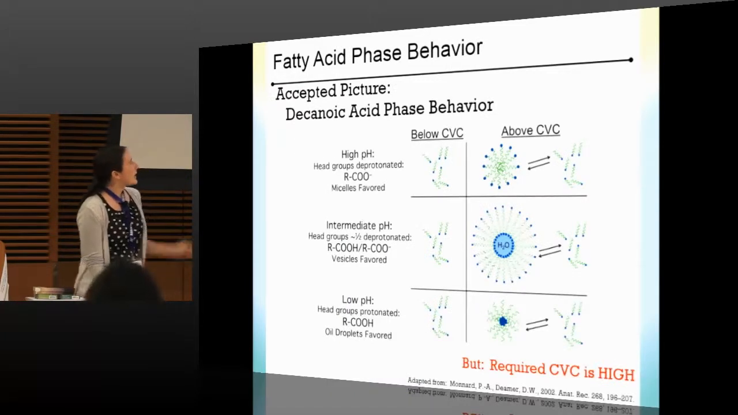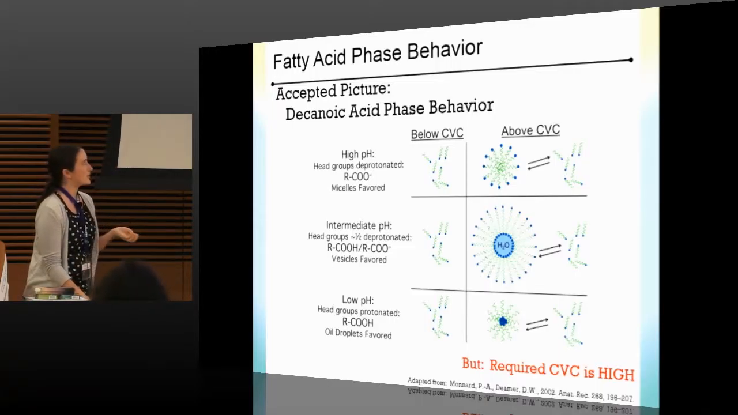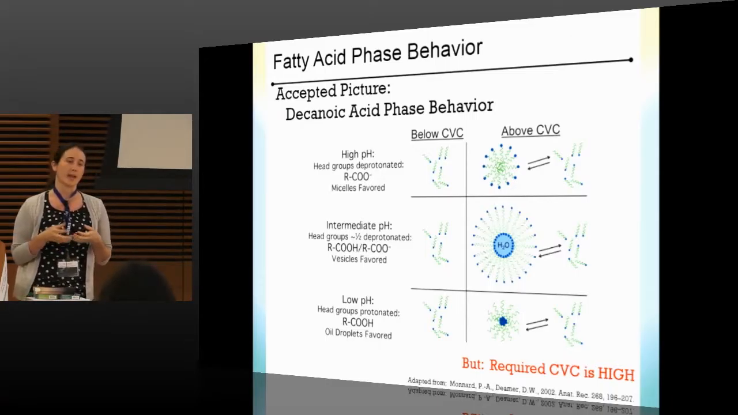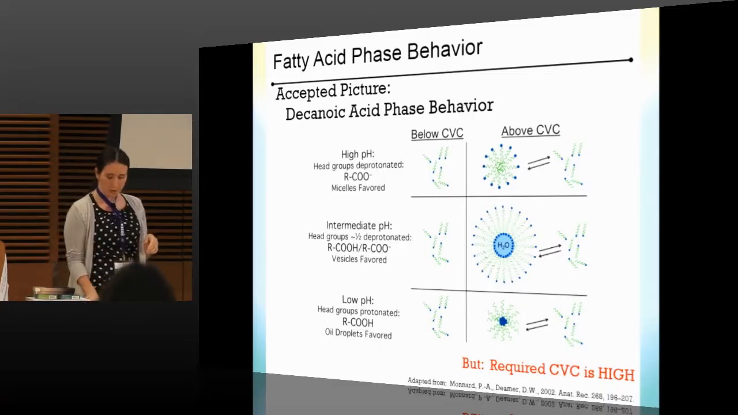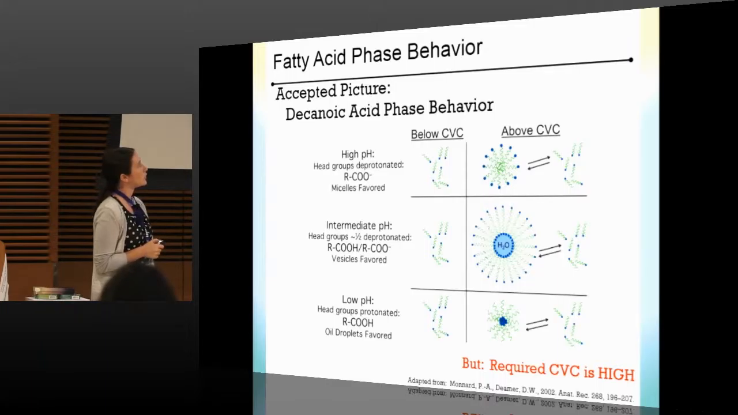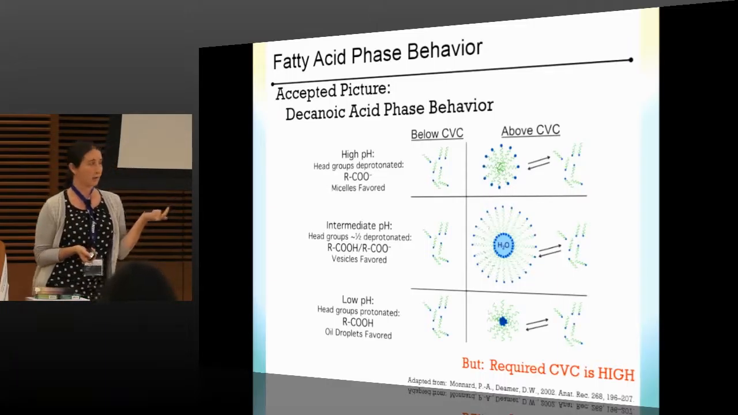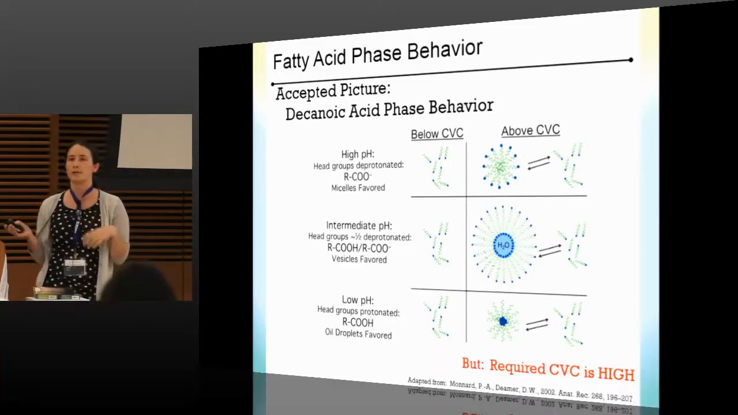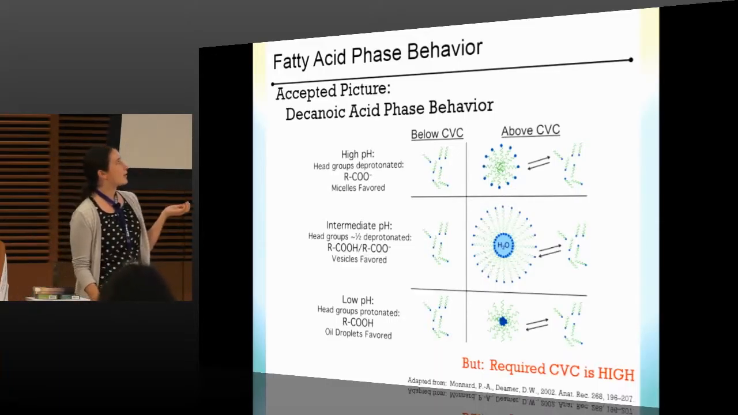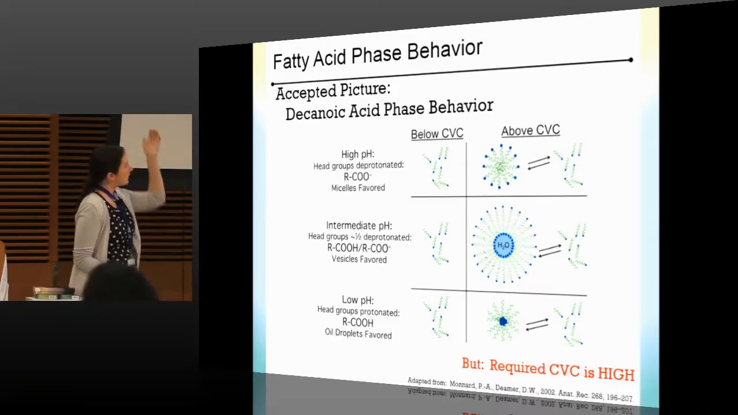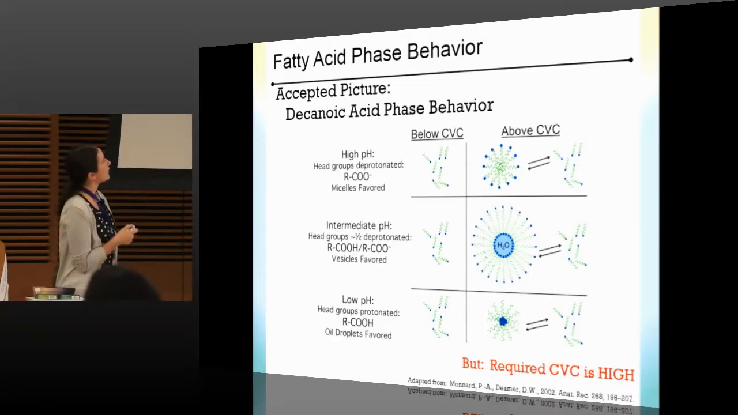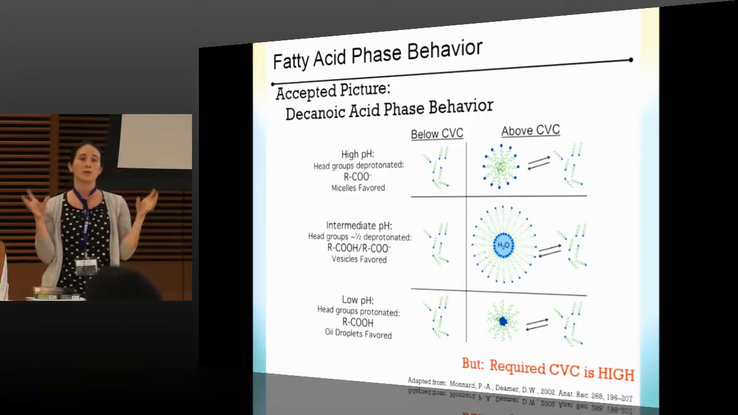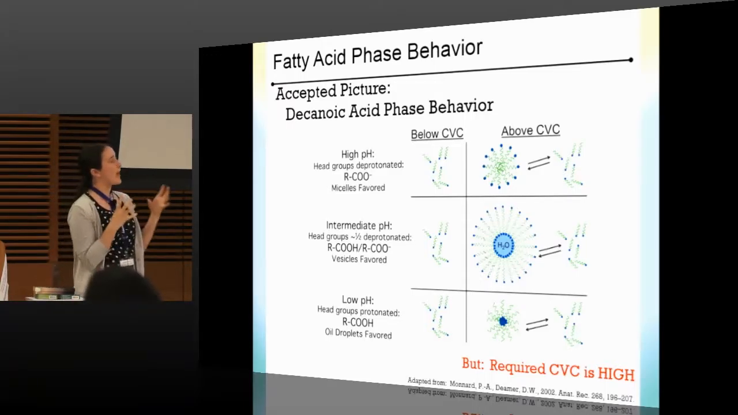So the generally accepted picture of the decanoic acid phase behavior almost entirely relies on the protonation state of that carboxylic head group. And so if you're below some critical concentration, which is referred to as critical vesicle concentration, critical aggregation concentration, or critical bilayer concentration, you're just going to have the monomer floating around in solution. But when you get above that critical concentration, it really depends on the head group. And so if you're at a really high pH, where all your carboxylic acid head groups are deprotonated, those are going to repel, and you're going to end up getting micelles.